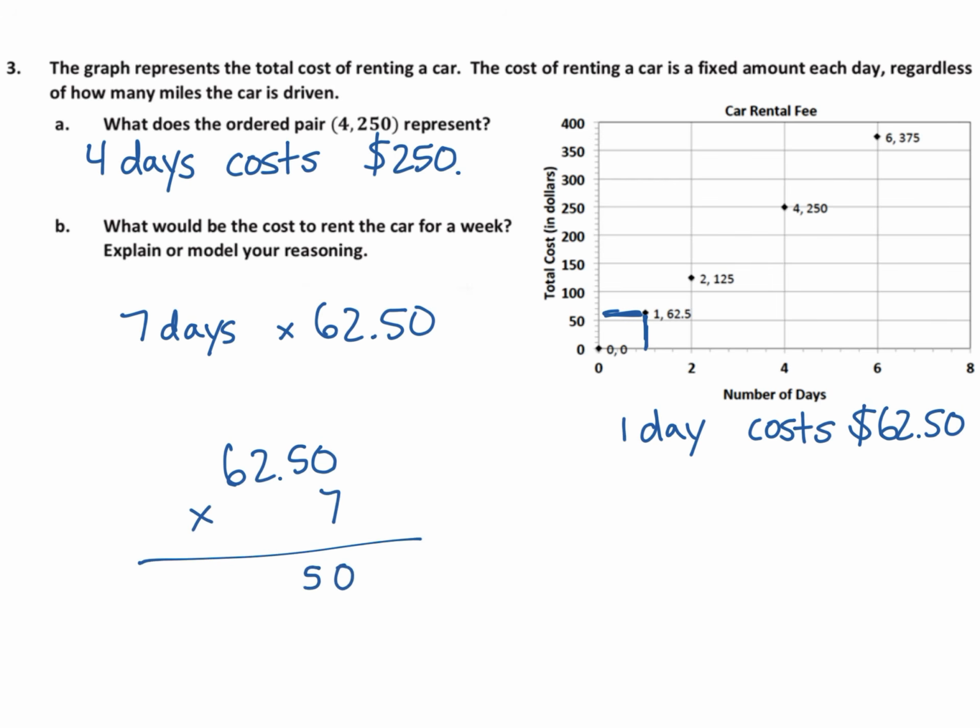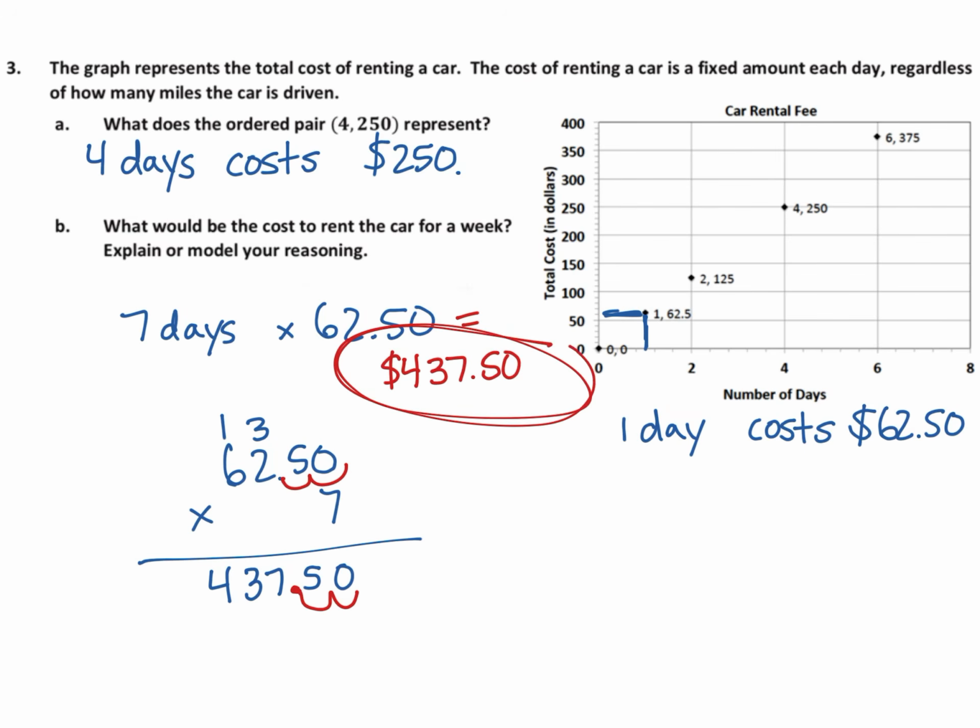Seven times 5 is 35. 7 times 2 is 14, plus 3 more makes 17. 7 times 6 is 42, plus 1 more makes 43. Our question has 2 decimal spots, so our answer also needs 2 decimal spots, which means that for 7 days, it's going to cost $437.50 to rent the car.